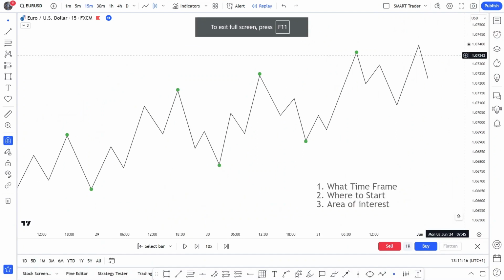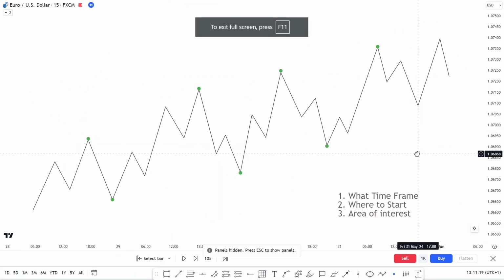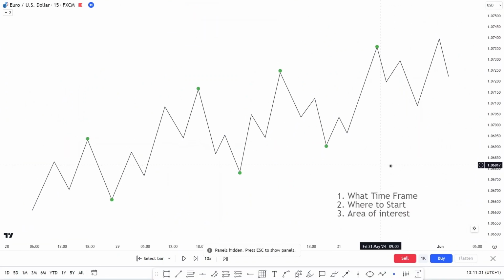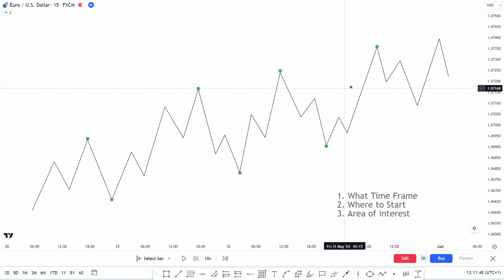So with this question already answered, we're gonna move to the next point, which is where to start. And this one is the most important part, because if you don't start your structure mapping properly, or where you should start it, then the rest of your structure mapping will possibly be wrong or completely misleading. When I was a beginner in SMC, I used to open my chart and start my structure mapping randomly in the middle of nowhere like this.